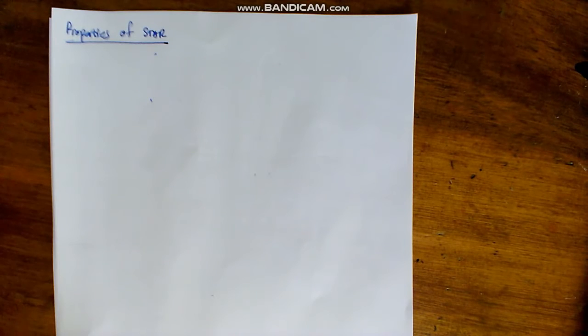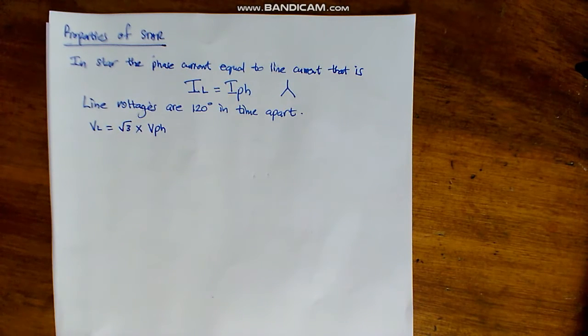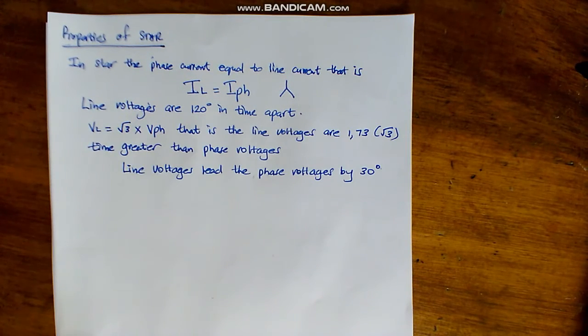Before we go to delta connection, we'd like to explain the properties of star. In star, the phase current is equal to the line current. That is, IL is equal to I phase. The line voltages are 120 degrees in time apart from each other. The line voltage is equal to √3 times the phase voltage, that is, line voltages are 1.73 times greater than the phase voltages. The line voltage leads the phase voltage by 30 degrees, and we're going to draw a diagram to explain that.